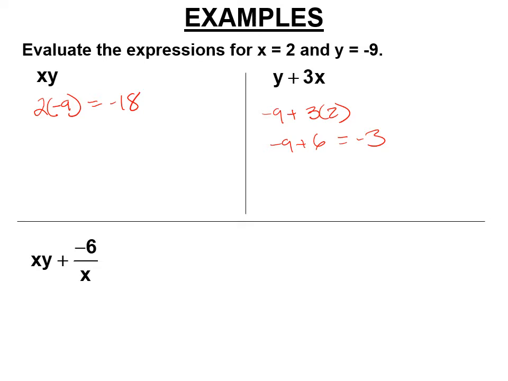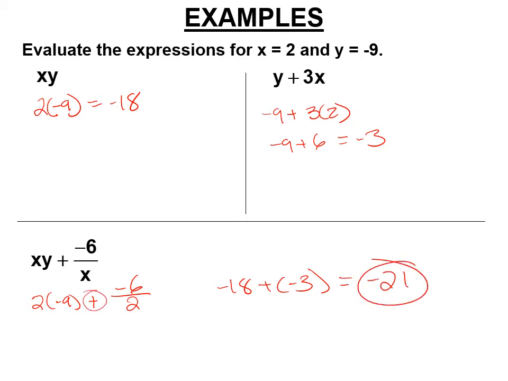Here we have xy again. Well, we just did it, but it's 2 times negative 9 plus negative 6 divided by what was x, 2. So 2 times negative 9 was negative 18, and negative 6 divided by 2 is negative 3, and we're going to add those together. That's the last thing we're doing, and get negative 21.